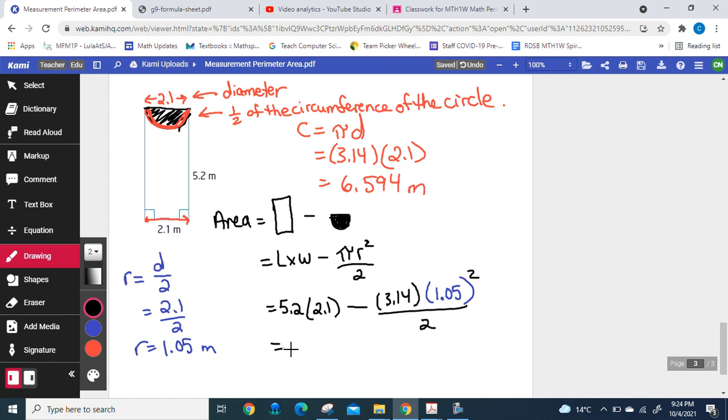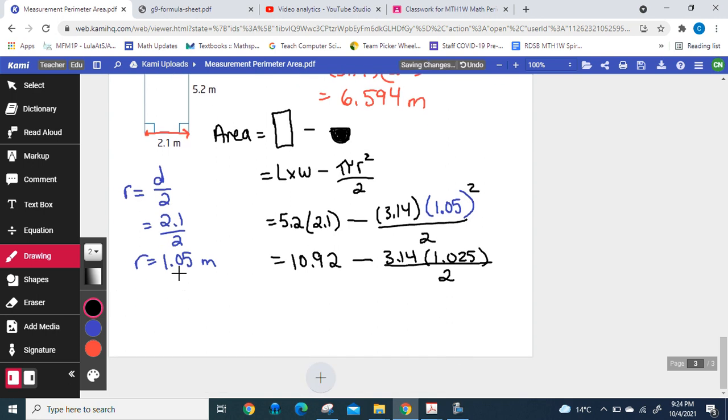5.2 times 2.1 equals 10.92 minus 1.05 squared. Do that part first, please. So it becomes 3.14 times 1.05 squared, all divided by 2, following our order of operations, right? Yep, good. So we've got 10.92 minus, let's see, times that by 3.14 divided by 2, 1.73. Final answer, 10.92 minus 1.73, 9.19 meters squared.